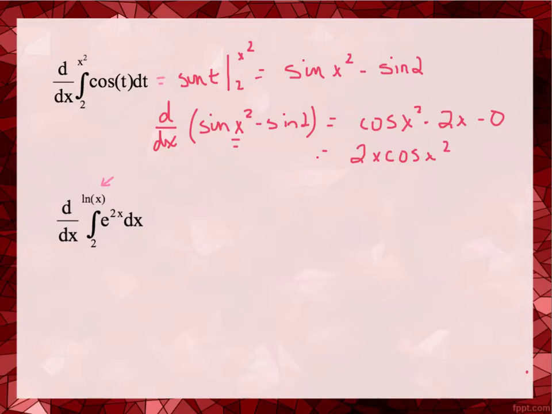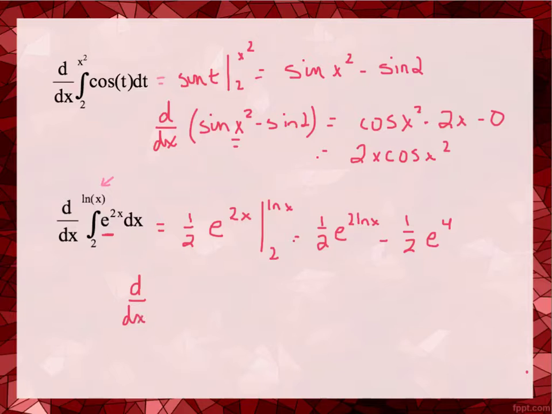If I do the same process for the next problem, the integral of e to the 2t would be e to the 2t times a half, but then that's going to be evaluated at the natural log of x and at 2. But that's 1/2 e to the 2 natural log of x minus 1/2 e to the 4. But then I'm going to take the derivative of that.